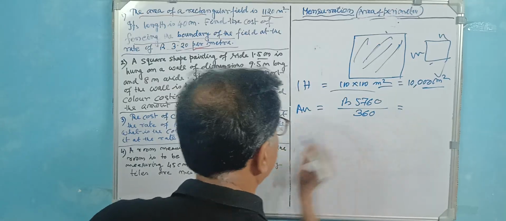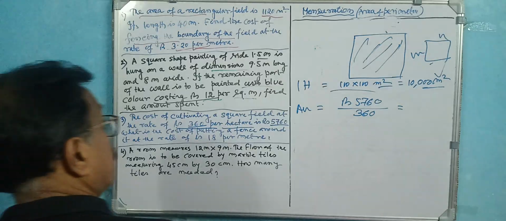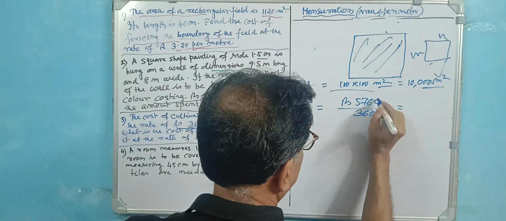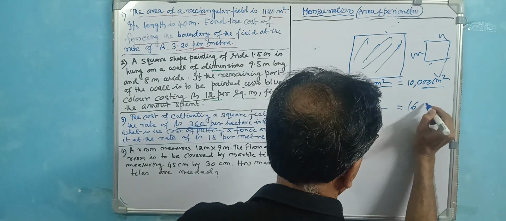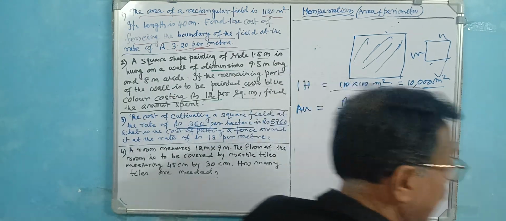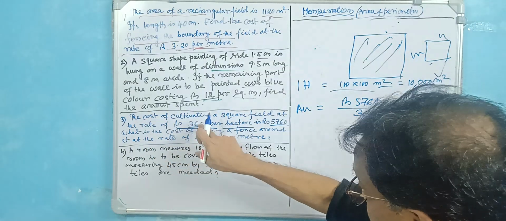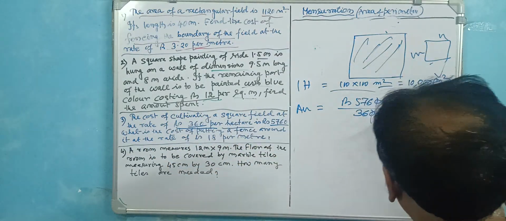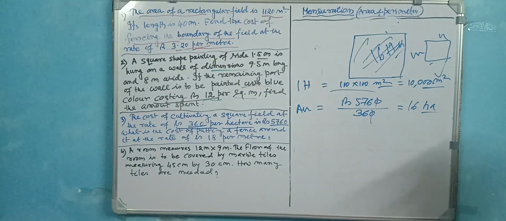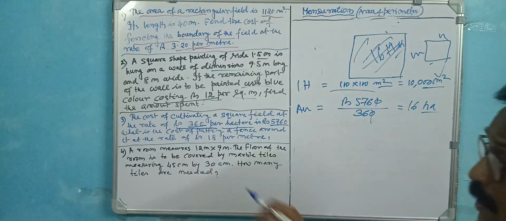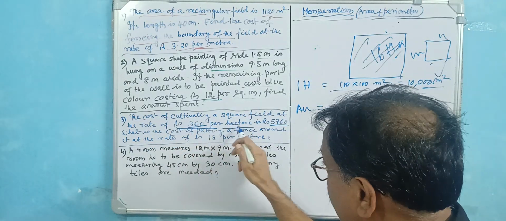So what is the hectares here? 5760 by 360. So this is 16 hectare. This is the area. The cost of cultivating a square field, the area of the square field is now 16 hectare. Is it okay?